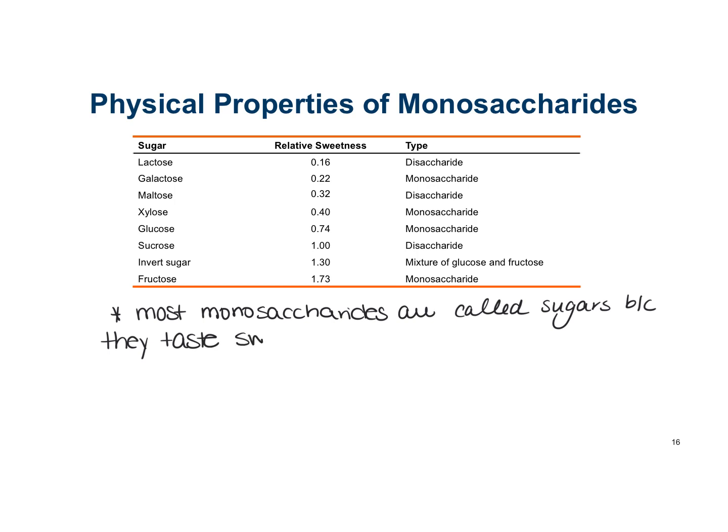Most monosaccharides are called sugars because they taste sweet. And the amount of sweetness varies, as shown here. Fructose is the sweetest among the common sugars here, and it's about 73% sweeter than sucrose, which is table sugar. So sucrose here is table sugar.